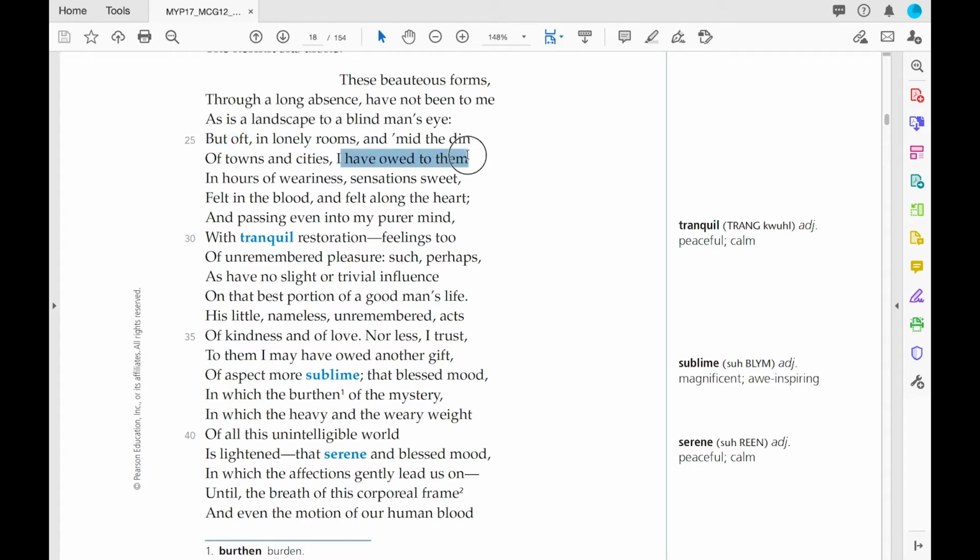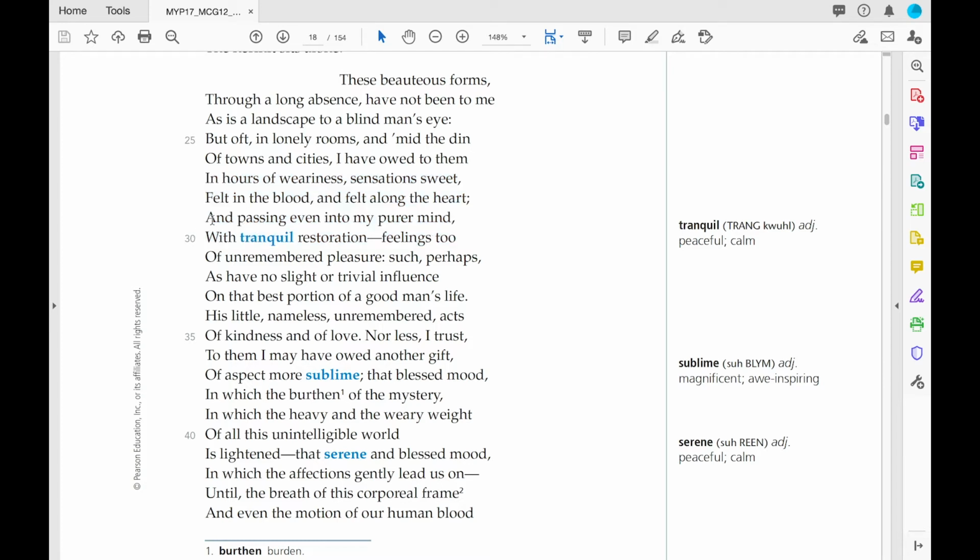He is owed to them. Who is them? He's owed to his beautiful memories of this place that he is remembering right now. It sparked him life, right? He remembered nature and it brought him back to reality.